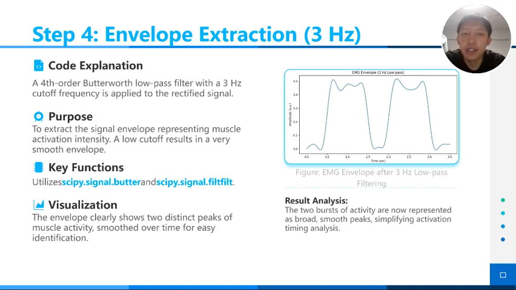Step 4a is envelope extraction using a 3 Hz low-pass filter. This smooths the rectified signal considerably, giving us a clear envelope that represents the overall muscle activity level. As we can see, the two bursts of activity are now represented as two smooth peaks, making it very easy to identify when the muscle was active.